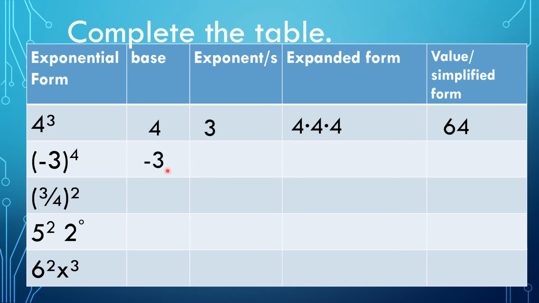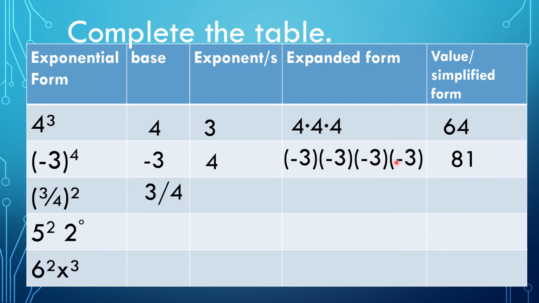Negative 3 is the base, and the exponent is 4. It means negative 3 times negative 3 times negative 3 times negative 3. And that is equal to 81. Negative 3 times negative 3, that is positive 9. Positive 9 times negative 3, that is negative 27. Negative 27 times negative 3 is positive 81.